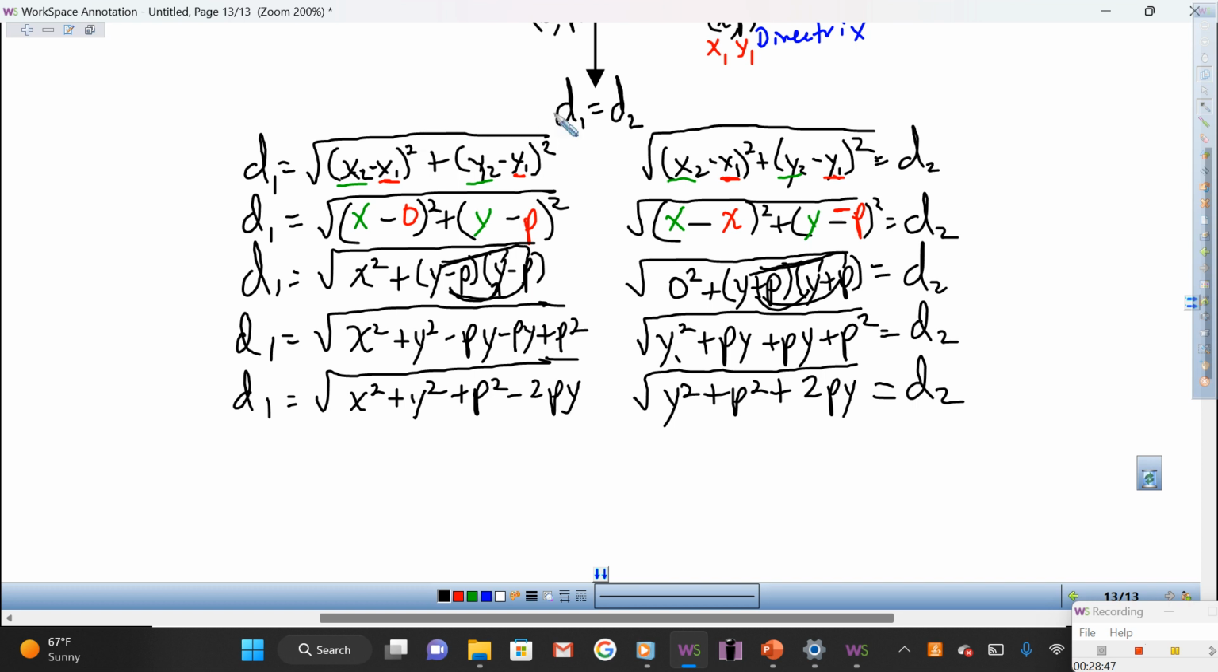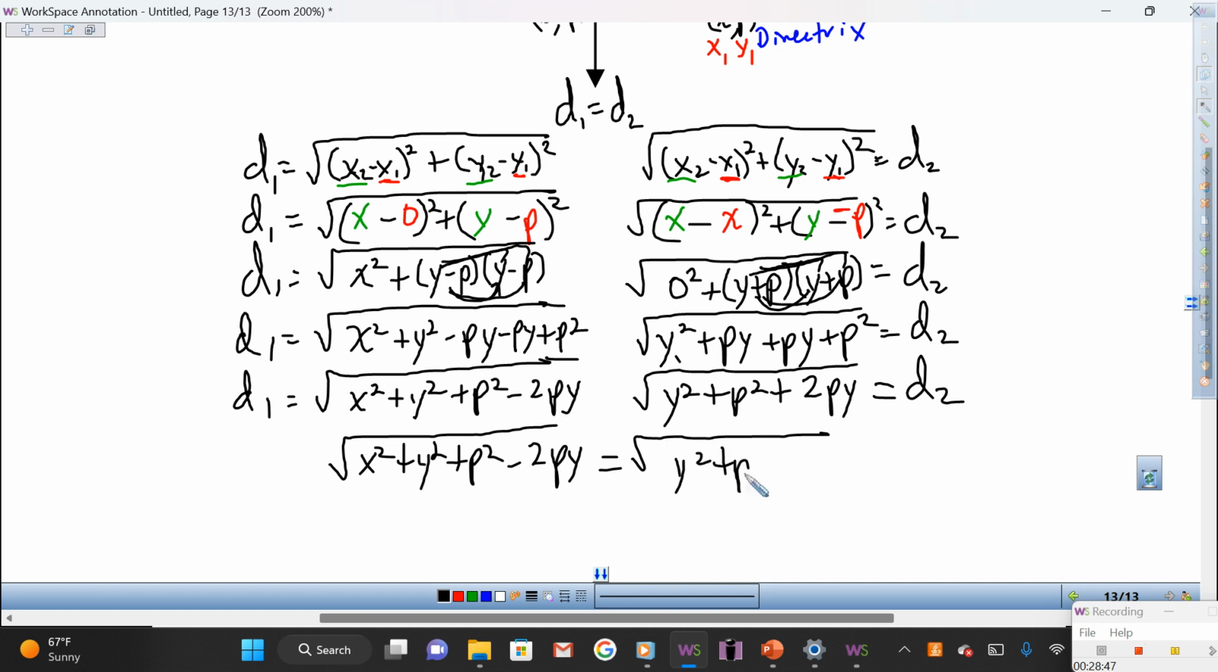We did distance 1 for the first distance of the 2 points, simplified all the way. Distance 2 for the 2 points, simplified all the way. Can't combine anything else, so we stop right there. So, look up to the screen. Do you agree then that if we said earlier that distance 1 is the same as distance 2, therefore, square root of x squared plus y squared plus p squared minus 2py is equal to what? Square root of y squared plus p squared plus 2py. Is that correct?